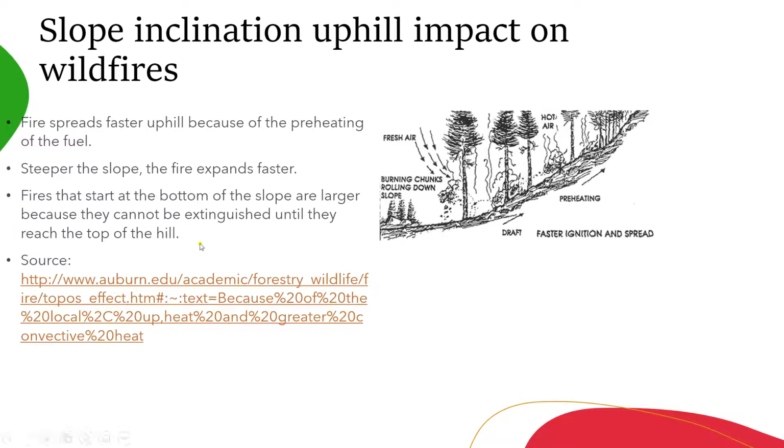Okay. Also, this is knowledge about wildfire control, where we see that the slope inclination uphill impacts wildfires. The fires that start at the bottom of the slope are larger because they cannot be extinguished until they reach the top of the hill. So the inclination of the slope is a risk factor of wildfires, and we are going to learn how to calculate the slope using QGIS.